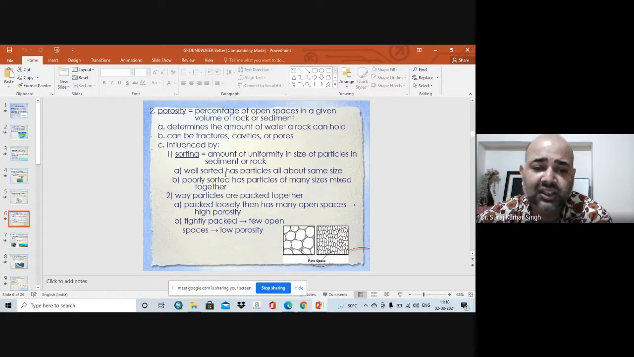A well sorted sediment has particles all about the same size. A poorly sorted one has particles of various mixed sizes. So depending on the particle size, your runoff will vary. Then there is the way particles are packed together. If it is packed loosely, it has more open spaces with high porosity. When it is tightly packed, you have few open spaces with low porosity.